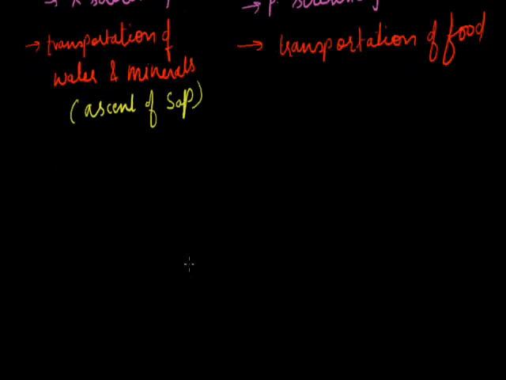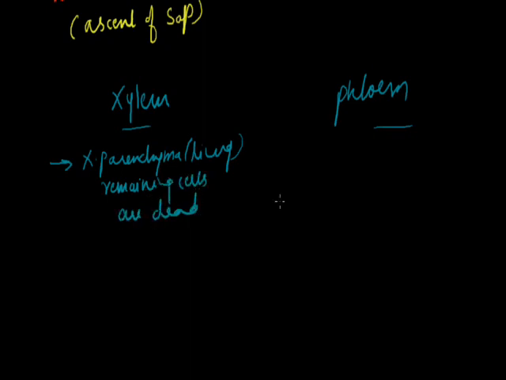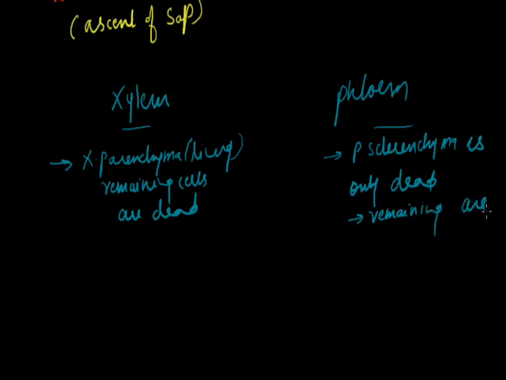Now, let me make you clear about the differences in the functioning of xylem and phloem. So, these differences are as follows. First point of difference: in xylem, parenchyma is the only living component, and the remaining cells are dead. On the other hand, in phloem, sclerenchyma is the only dead component, while all remaining cells are living.